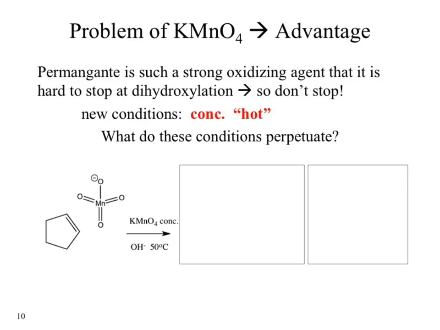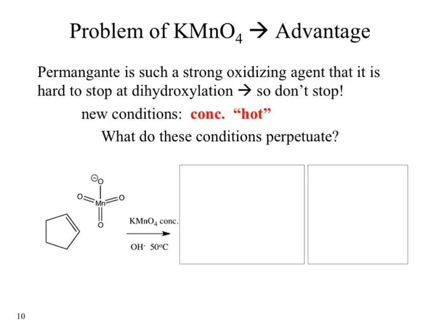So, permanganate. Strong oxidizing agent. It's very hard to stop at the dihydroxylation. Really, the only way we can stop it is by keeping the reaction very, very cold, and minimizing the amount of permanganate present. Those are the only two ways: just don't put it in, effectively, and keep it super cold so it can't move. What happens if we now switch this up?